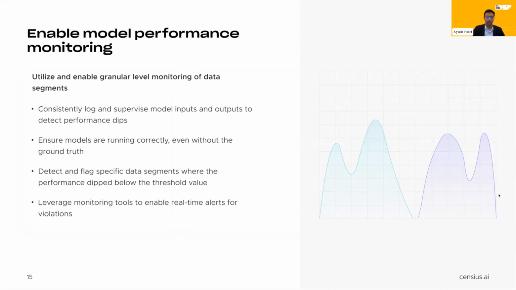Now, I think we touched upon this, but about enabling granular level monitoring of data segments. So a few things, right? Monitoring is not just for when we have our ground truths or actuals available. We can still monitor them, right? We can still look at what the input distribution of our models looks like, what we call data drift. We quickly touched upon it, but what the input data looks like and what the output data looks like.